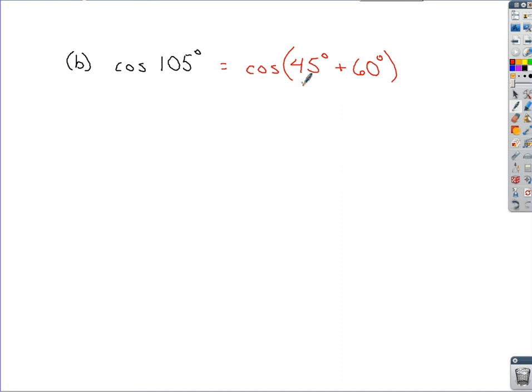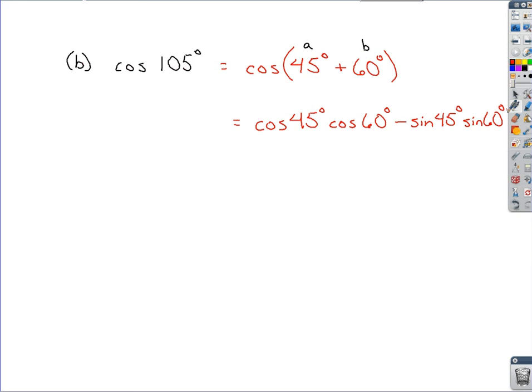So as you look at your formulas, you've got the cosine of A plus B. Following that form, we would take the cosine of A first, cosine of 45 degrees, times the cosine of B, cosine of 60. Then subtract the sine of A, sine of 45 degrees, times the sine of 60. So that's the sine of B.